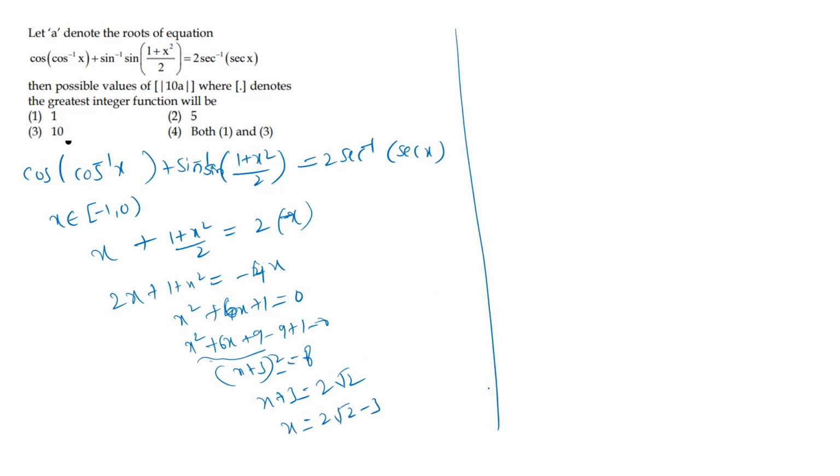Okay. By taking the 2 root 2 minus 3 x value, they're asking this is one of the values. Okay. Now they're asking box of mod 10a.